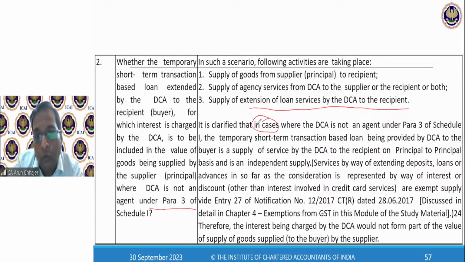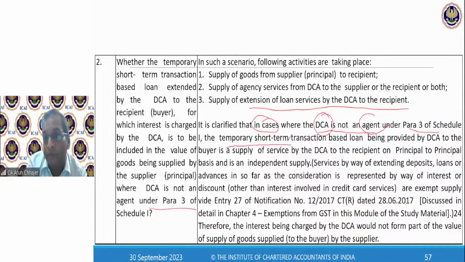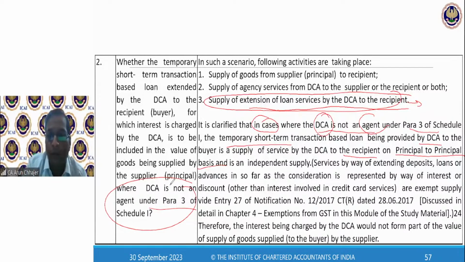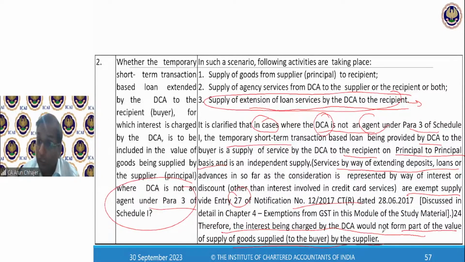It is clarified that in case the DCA is not the agent as per para 3 of schedule 1, the temporary short loan provided by the DCA to the recipient would be on principal-to-principal basis and is an independent supply. This particular transaction is an independent supply when the invoicing is in the name of the principal. They are saying that service by way of extending loan, deposit, etc. by way of interest is an exempt supply as per this serial number 27, and therefore the interest being charged would not form part of the value of the goods supplied to the buyer by the principal.